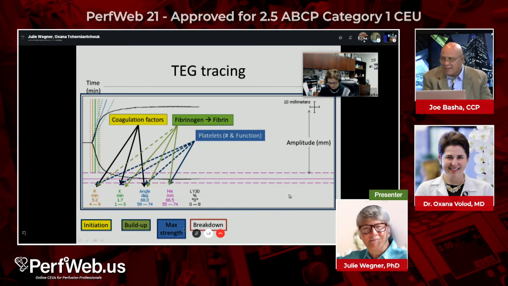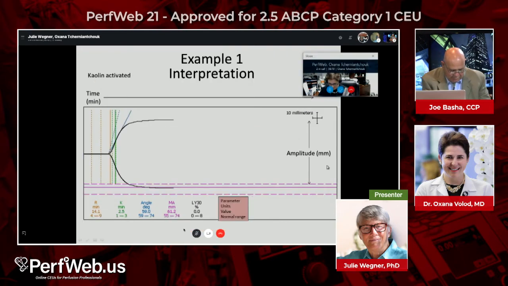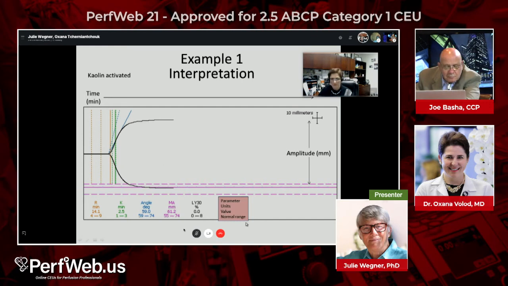So basically what I wanted to show in this one is that even though these different parameters have specific things contributing to them, in reality all of the factors are interacting during the coagulation process. All right, so interpretation again: time versus amplitude. When you're looking at a tracing along the x-axis, you'll see the parameters R, K, angle, MA, LY30, and then other ones if you have it set up that way. The next line is the unit: minutes, degrees, millimeters of amplitude, percentage. The actual value that this tracing is giving you would be the next line, and then your normal range would be the last one. The normal range is determined when you validate the TEG, when you bring it into your institute, to get the normal range for your population.